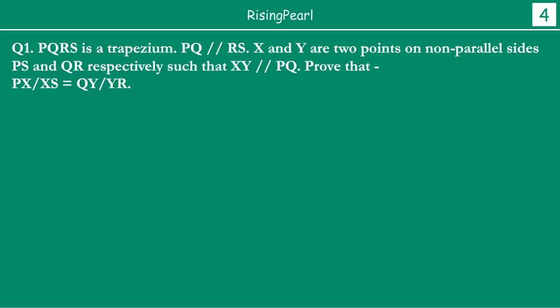So first, this is question number 1. PQRS is a trapezium. PQ is parallel to RS. X and Y are 2 points on non-parallel sides PS, QR respectively, such that XY is parallel to PQ. Prove that, we have to prove a ratio.